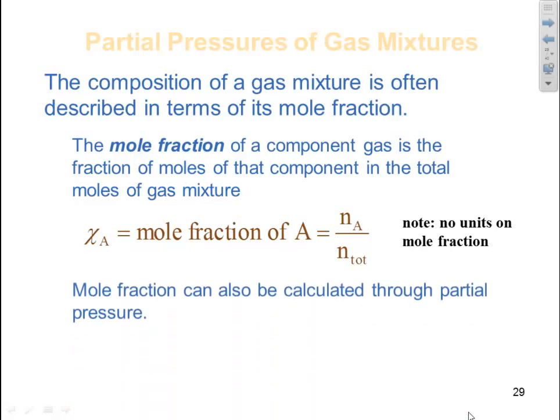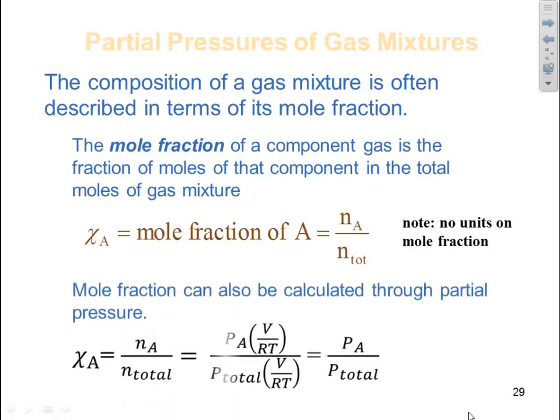Mole fraction can also be calculated through partial pressure. We know that mole fraction is equal to number of moles over total moles. Well, if you solve for number of moles with PV equals nRT, you get partial pressure of A times V over RT, divided by the total pressure times V over RT. You see that V over RT is going to cancel out, leaving the partial pressure of A over the total pressure.